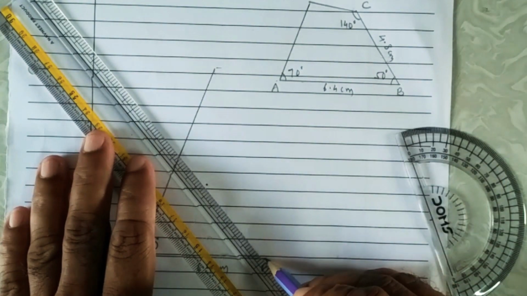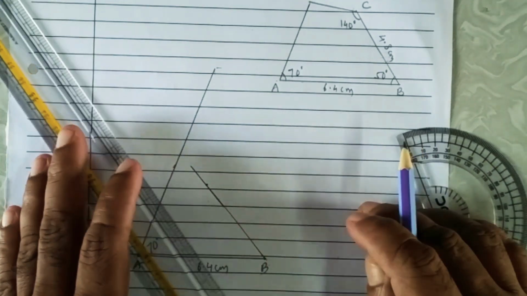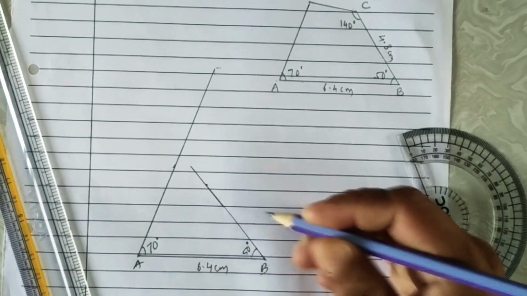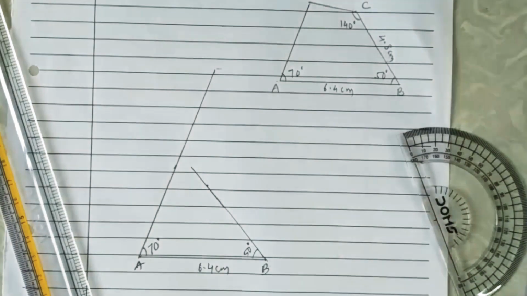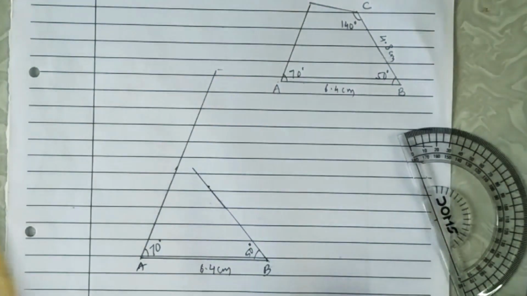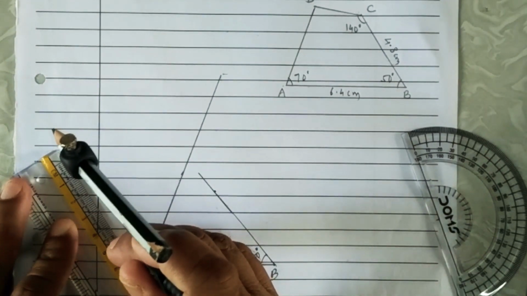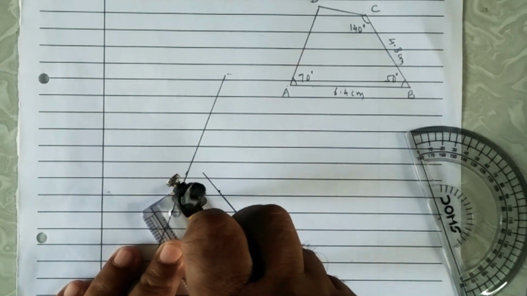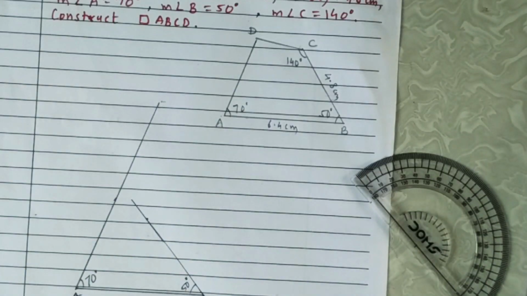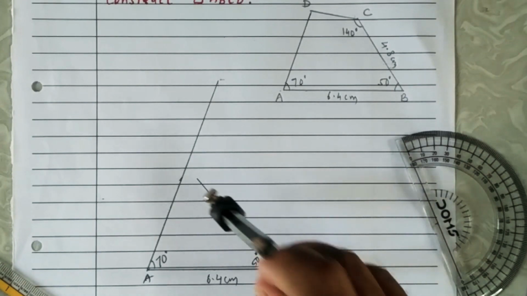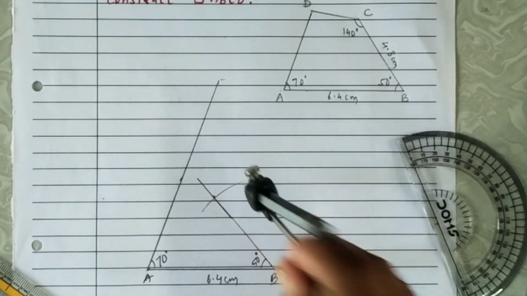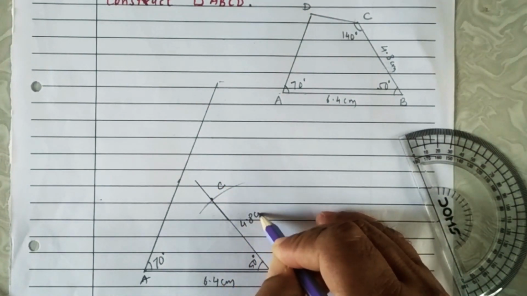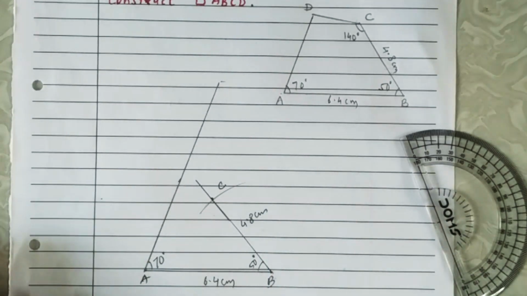Now with the help of compass, take distance equal to 4.8 centimeter in the compass. Distance equivalent to 4.8, so 4.8 centimeter. Now draw the arc of 4.8 centimeter. Now this is our point C, 4.8 centimeter.